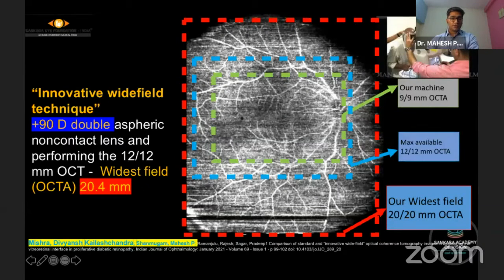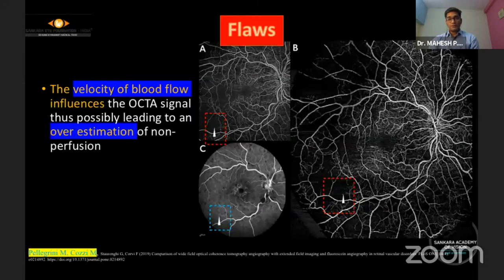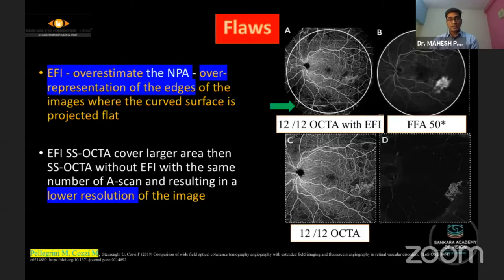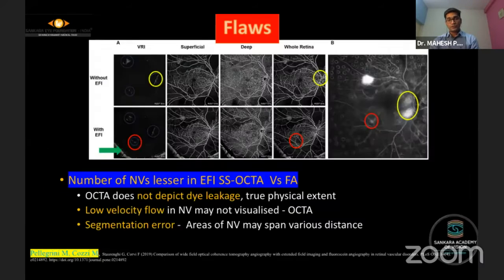As the study which we had published shows, we can take the widest field of view using a 90 diopter lens at 20 mm. Yes, but everything comes with flaws. If the velocity of flow is lesser, that overestimates the CNP areas, and EFI overestimates the peripheral non-perfusion areas because of the edge effect, and it can have lower resolution.